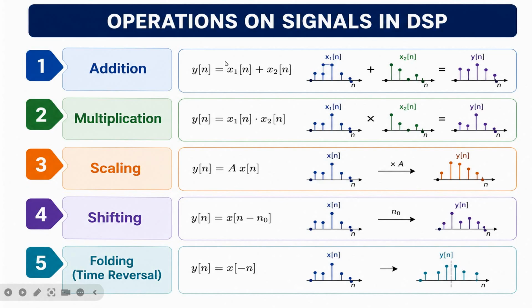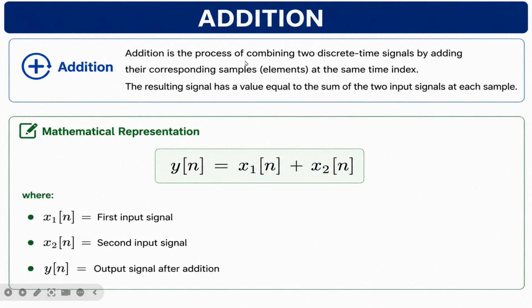Now in this video we will see only the addition operation, whereas the other operations we'll see in subsequent videos. So let's get started with addition. Addition is the process of combining two discrete time signals by adding their corresponding samples, that is the elements at the same time index, and the resulting signal has a value equal to the sum of the two input signals at each sample. This is the mathematical representation of signal addition: y of n equals x1 of n plus x2 of n. x1 of n is the first input signal, x2 of n is the second input signal, and y of n is the output signal after addition.